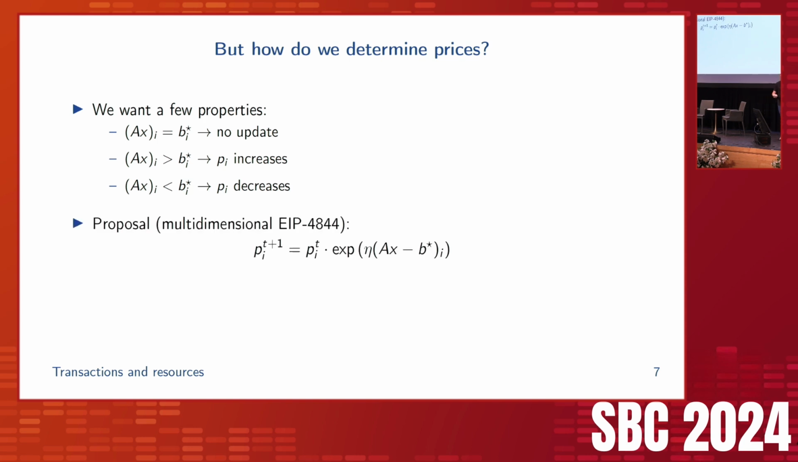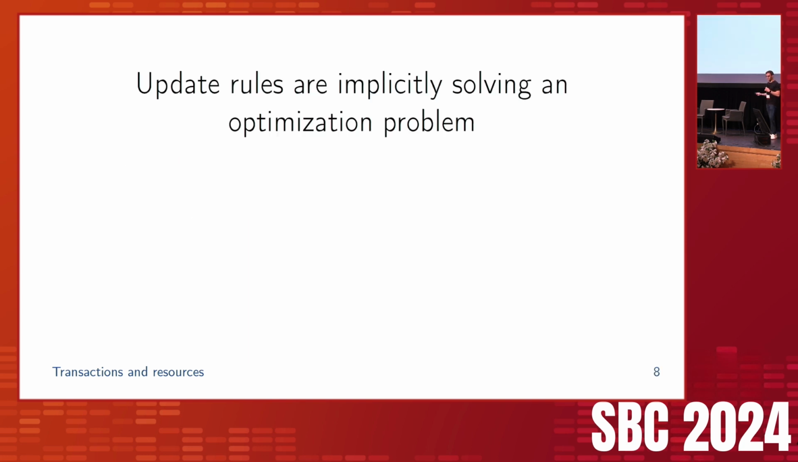So one proposal that's been given for a multidimensional fee market, kind of multidimensional version of 4844, is this exponential rule. And if you check, you can go through this, and it does satisfy all these properties. But there are actually many other rules that satisfy all these properties as well. And that begs the question, is this a good update rule? And what does good even mean in this sense? So it satisfies these properties, but what other properties might we want? What type of dynamic behavior do we want?